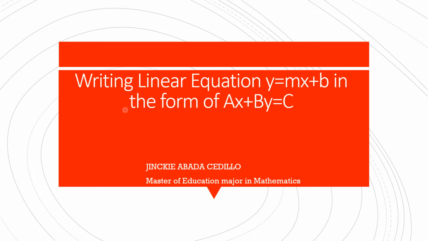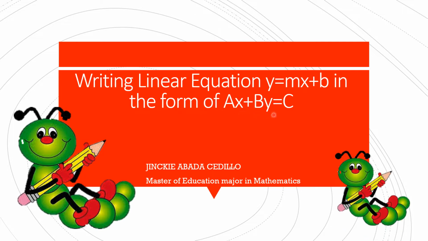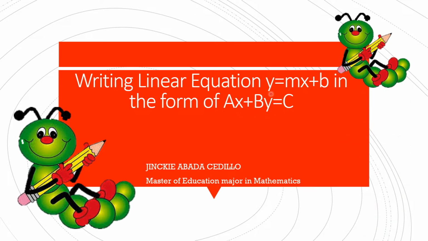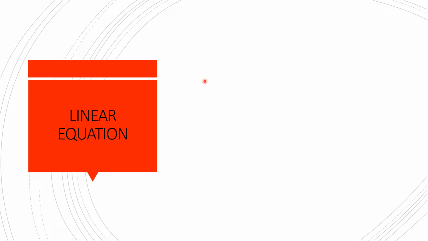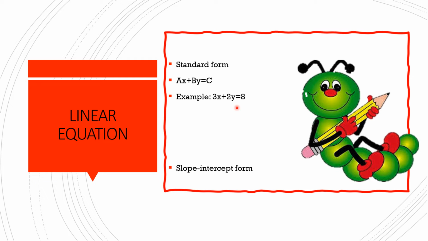So this one, we're going to write linear equation y equals mx plus b in the form of ax plus by equals c. So from slope-intercept form into standard form. What is the standard form? Standard form is ax plus by equals c. So example, 3x plus 2y equals 8.